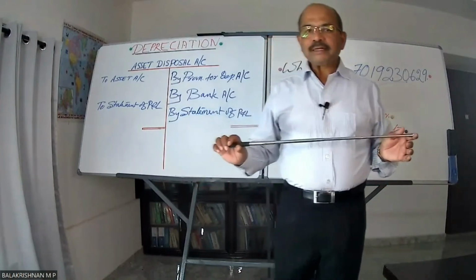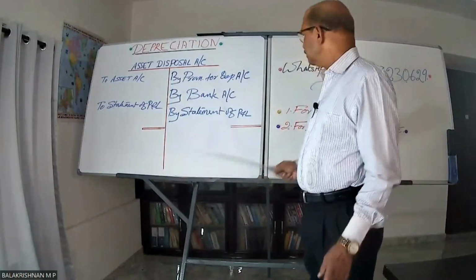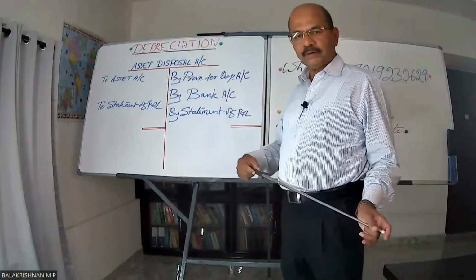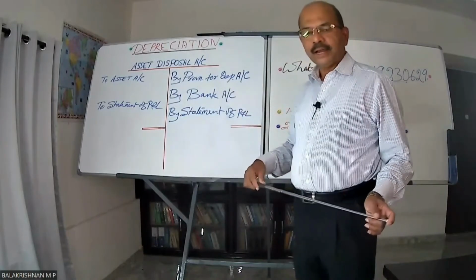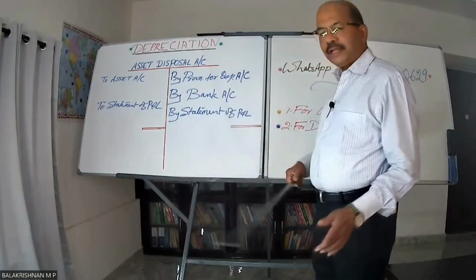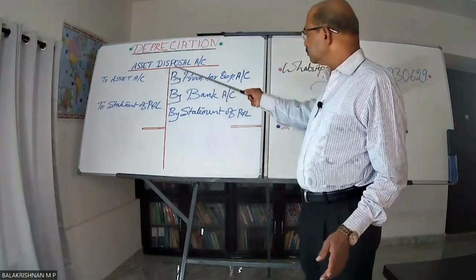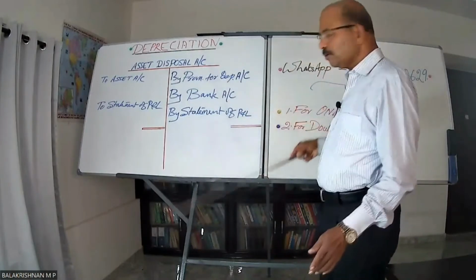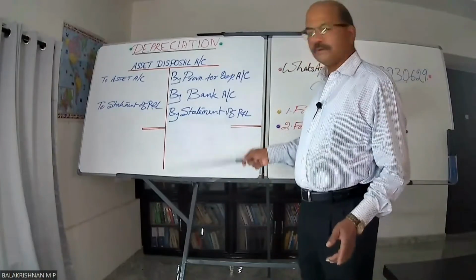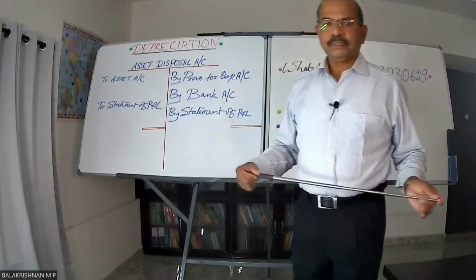Further entries to be shown in this asset disposal account are: for realization of assets, bank account debtor to asset disposal account, or asset disposal account is credited by bank account. And in case it happens to be a net loss, statement of profit and loss debtor to asset disposal account, or in other words, asset disposal account is credited by statement of profit and loss. And in case it's a gain, reverse the entry. That means asset disposal account debtor to statement of profit and loss.